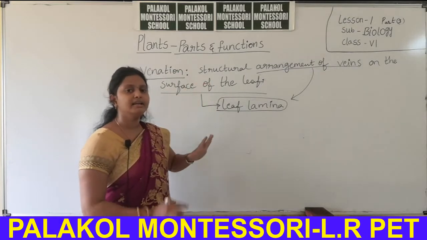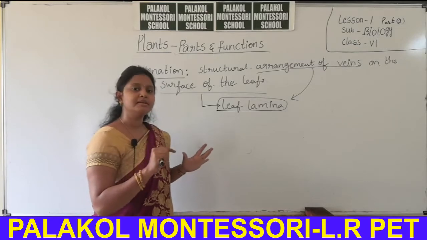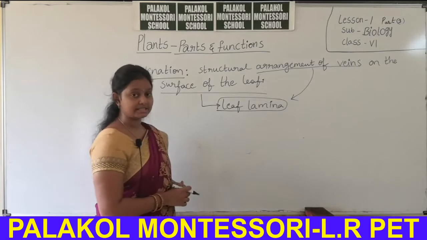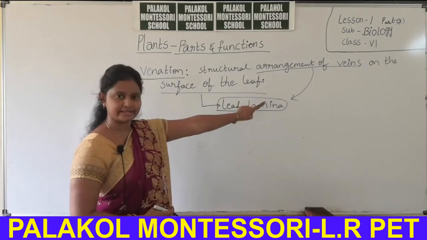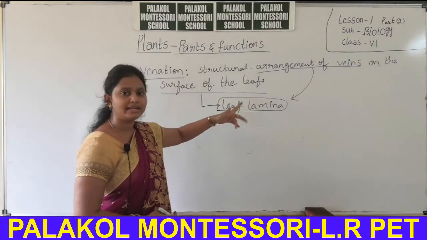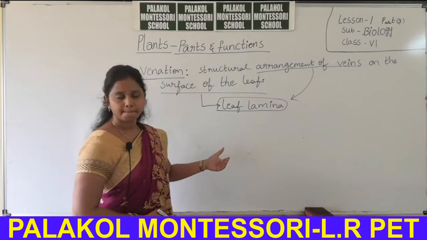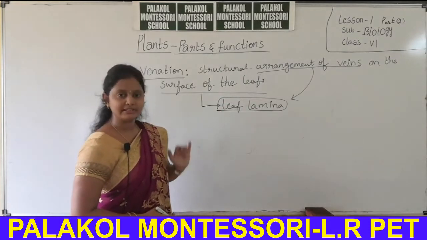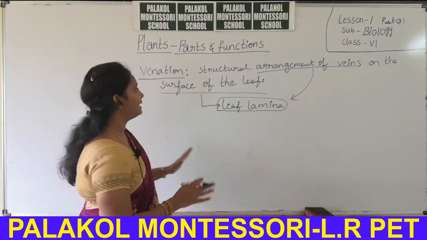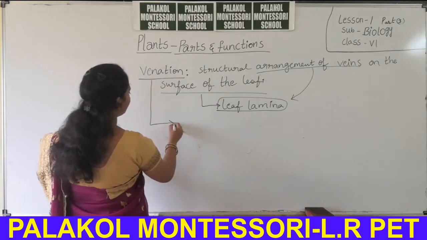I said that the leaf lamina has a central midrib. From the central midrib, so many branches arise. Those branches are called veins. This arrangement is different from one plant to another plant. So based upon the arrangement, leaves are of two types.